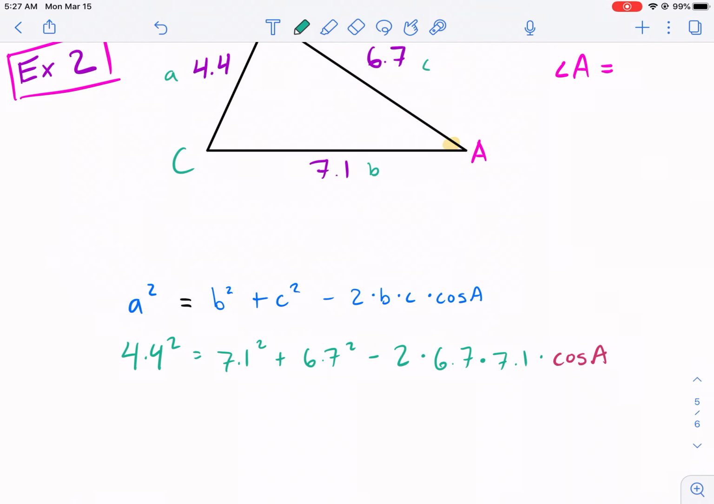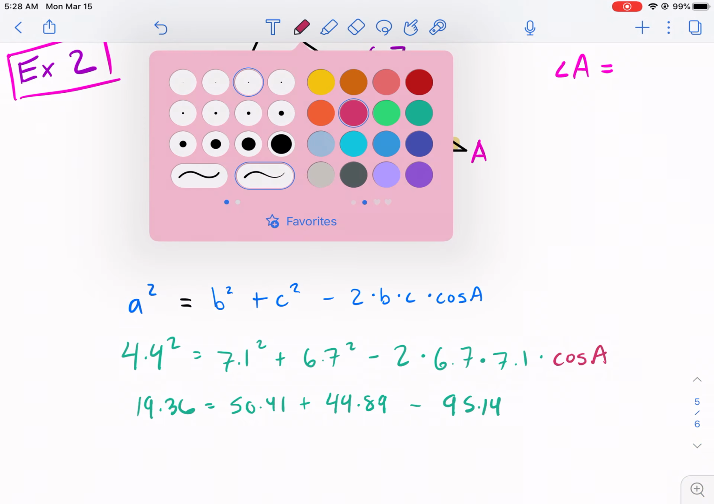Let's proceed from here. We have a lot to do here. 4.4 squared is 19.36. 7.1 squared is 50.41. 6.7 squared is 44.89, minus 2 times 6.7 times 7.1. So we get minus 95.14 times cosine of A.